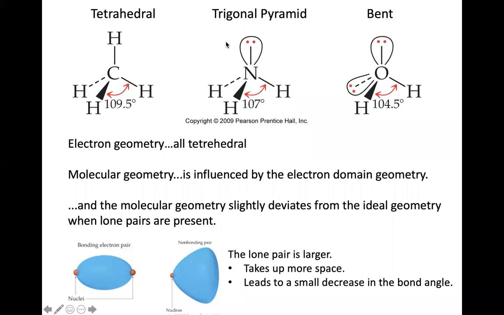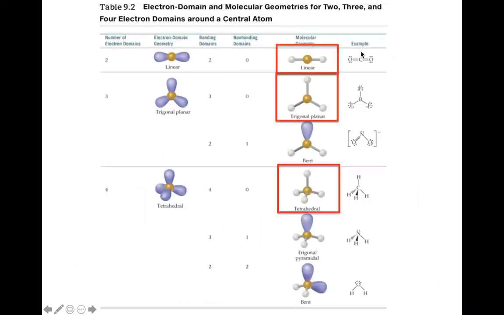A lone pair takes up more space, so it's leading to a slightly smaller bond angle. You don't need to know the specific value, but you need to know that deviation from the ideal behavior. So if I look back at this chart now, I've mentioned that the bond angles for linear is 180, trigonal planar, they're all 120. The ideal tetrahedral, they're all 109.5.